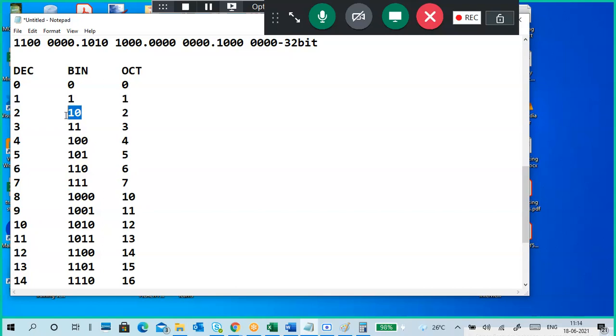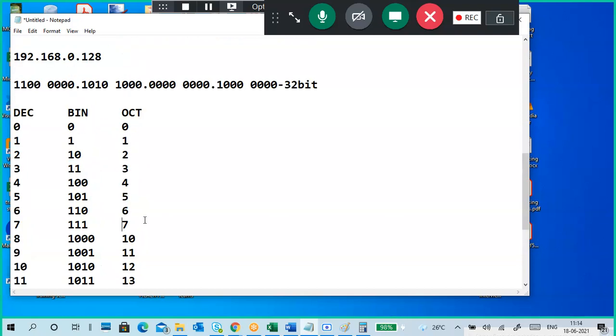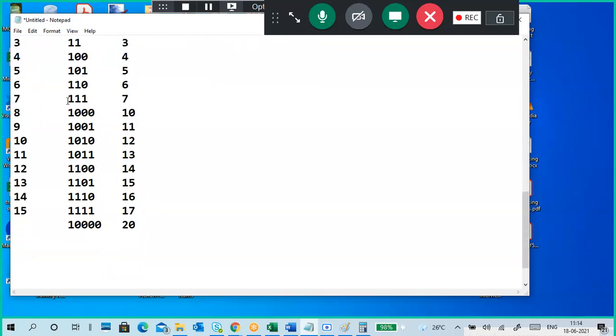After 1, you see 2 digits formation. After 3, 4 is 3 digits formation. After this one, again a new one will come, right? So binary to octal is very easy to convert because it's very straightforward. It's difficult to decimal, but octal is quite easy.